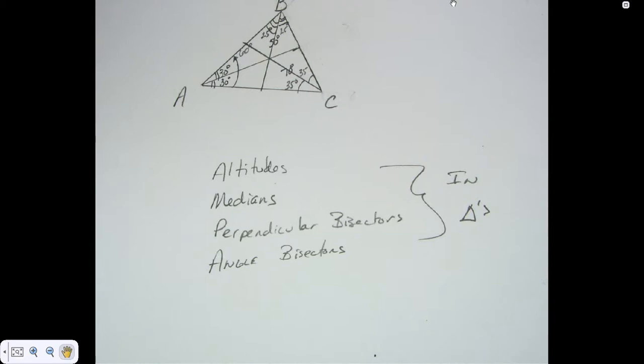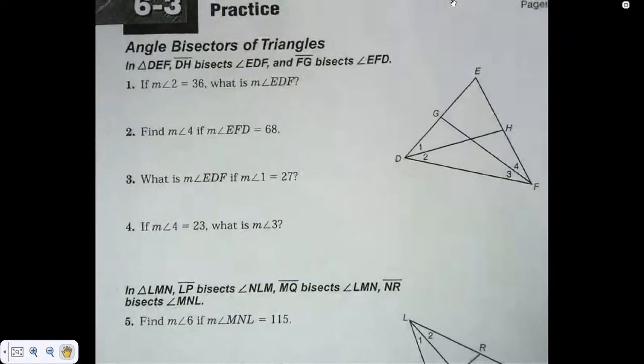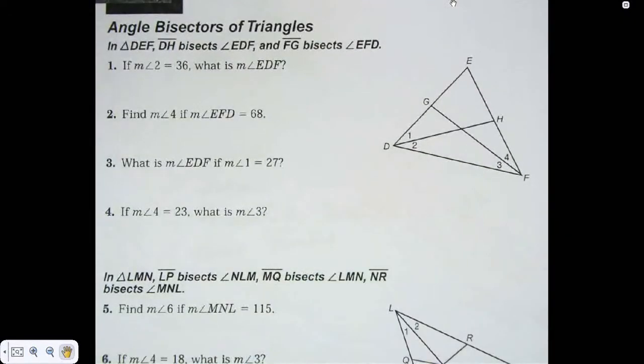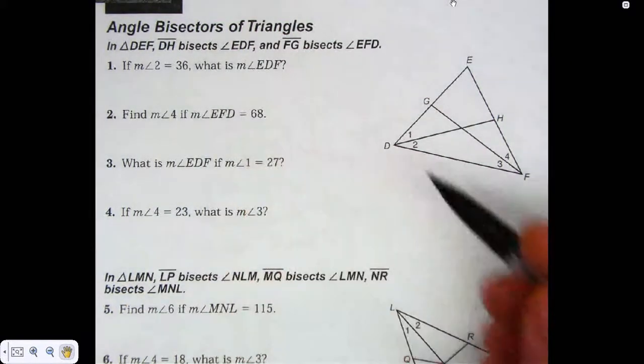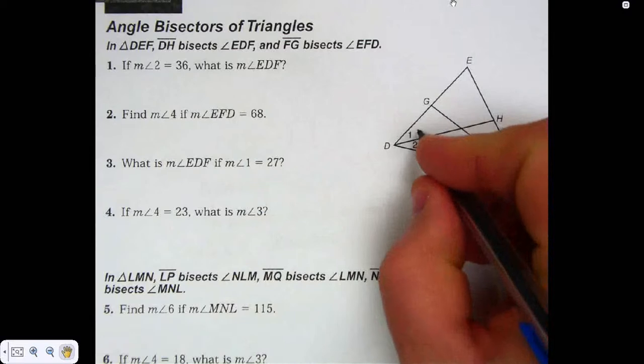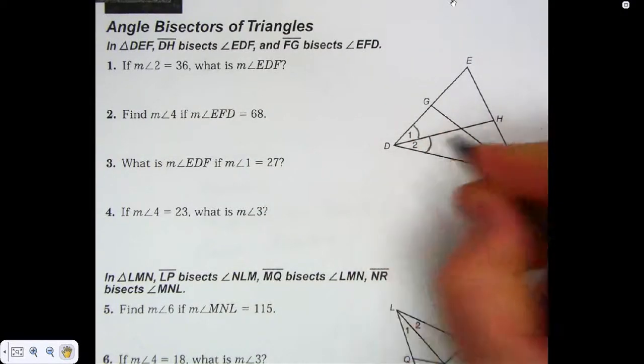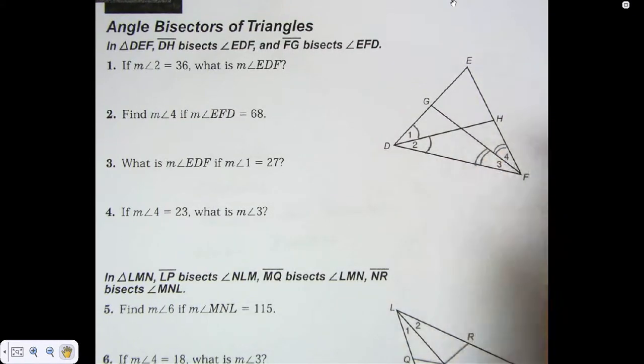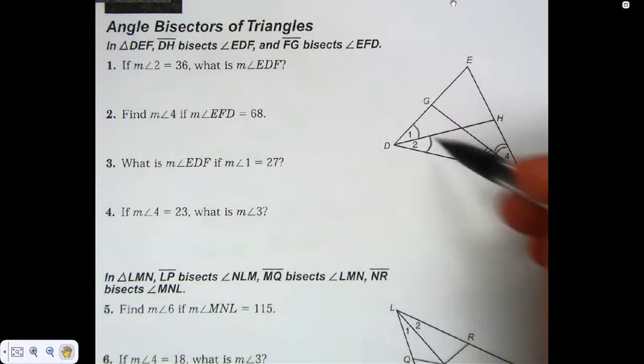So let's get that worksheet out and let's work some problems. This really shouldn't be that bad, should it? Okay, first of all, the measure of angle 2 is 36. Well, what do they tell us about this? DH bisects EDF, so that means this is congruent to that, right? Okay, it also says that FG bisects EFD, so that means this one is congruent to what? So now I don't need to read this again because I've marked it here, right?